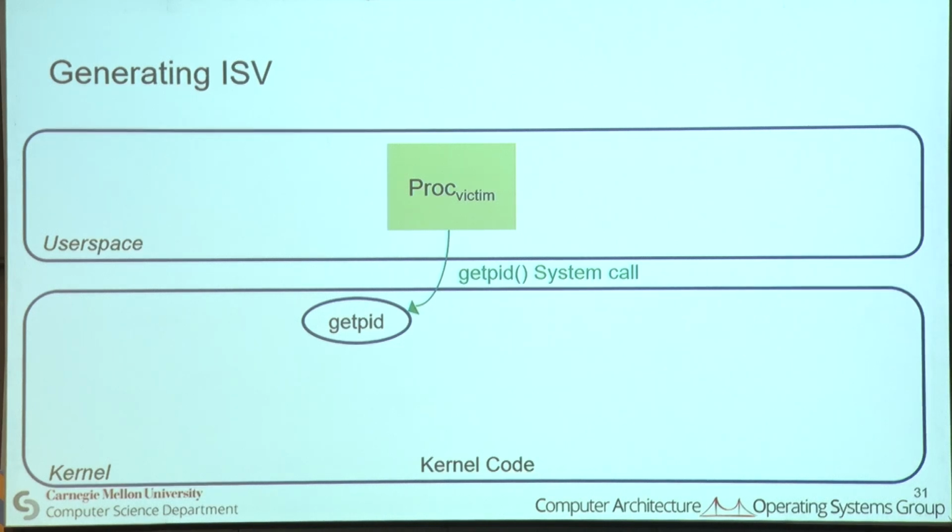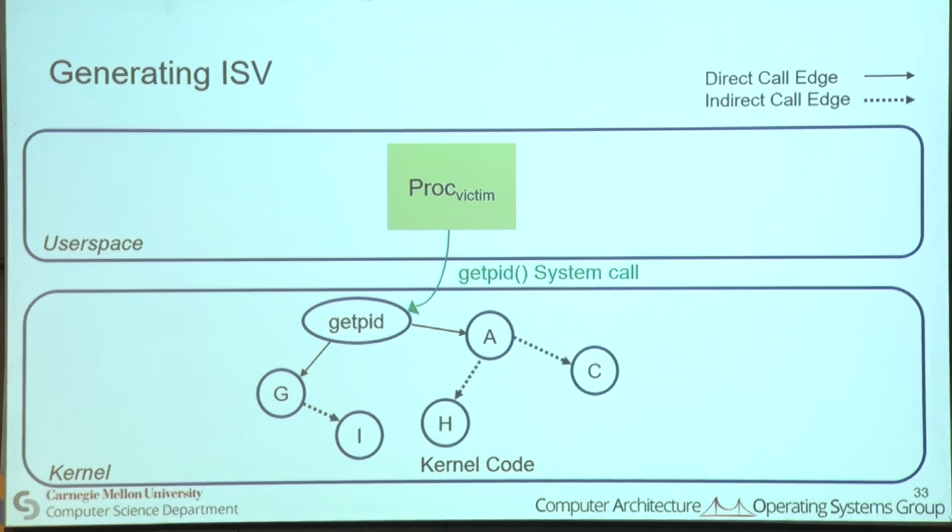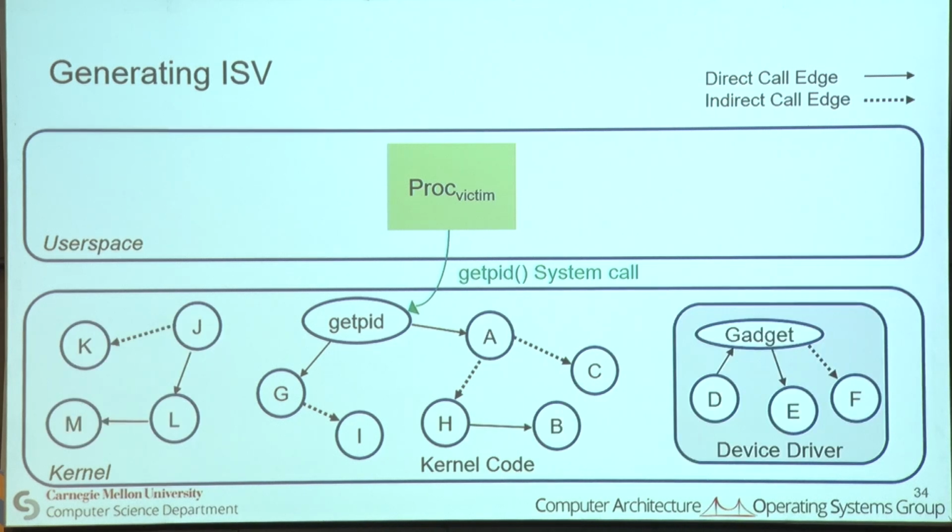Now consider a hypothetical situation where the victim process executes a getPID system call. GetPID directly calls other functions, which we denote with a solid line. These functions may also make indirect calls, which we show with the dotted line. Besides the functions used by getPID, the kernel includes many other functions. However, some functions, for example in the device driver, may contain an undiscovered gadget that can leak information. Now let's assume that the victim non-speculatively executes only the functions getPID, A, and C for the getPID system call.